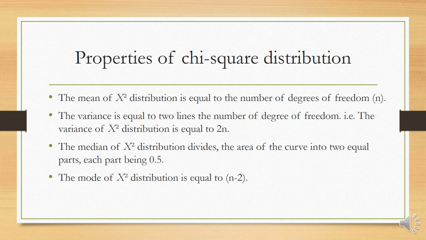Properties of chi-square distribution. The mean of the X² distribution is equal to the number of degrees of freedom, denoted by n. The variance is equal to 2 times the number of degrees of freedom, that is, the variance of the X² distribution is equal to 2n. The median of the X² distribution divides the area of the curve into two equal parts, each part being 0.5. The mode of the X² distribution is equal to n minus 2.